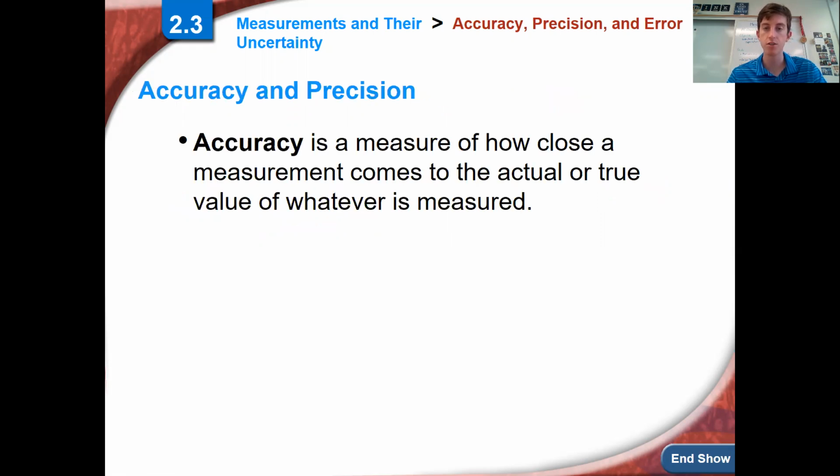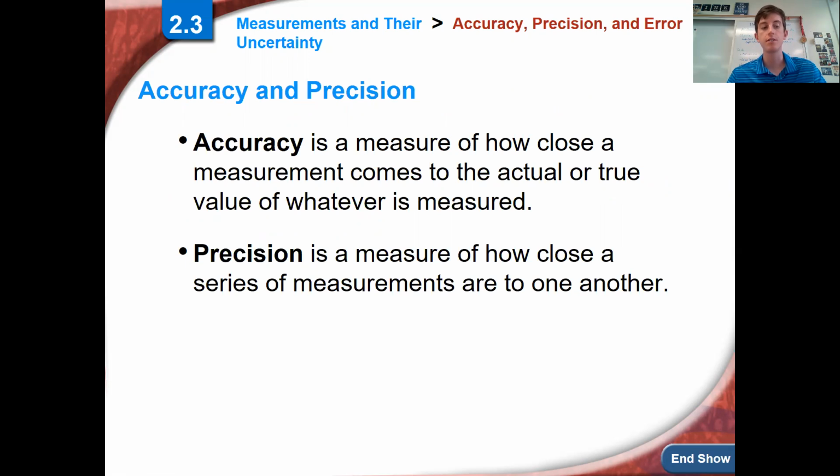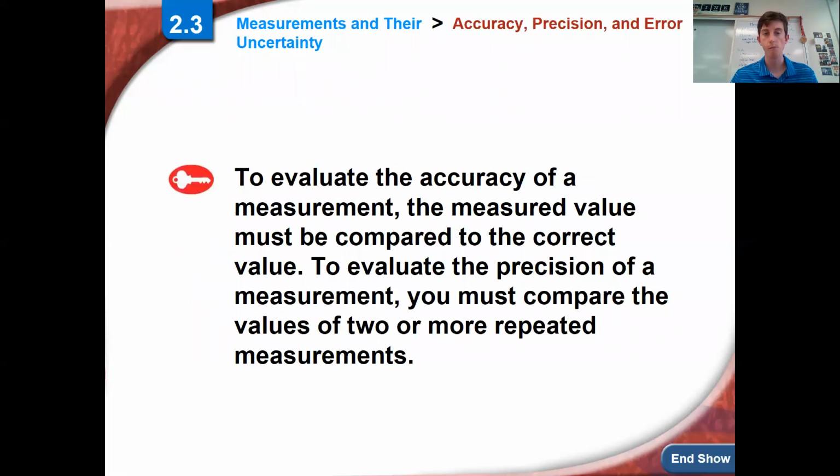So accuracy is a measure of how close a measurement comes to the actual value. So how close you are to what it is. Precision is your ability to do that over and over again, or not necessarily be accurate over and over again, but just get the same number over and over again, even if it's wrong. So you could have a scale that doesn't work, it gives you the wrong number each time, but if you get that same wrong number every time, that's precise. So it's just how close a series of measurements are to one another.